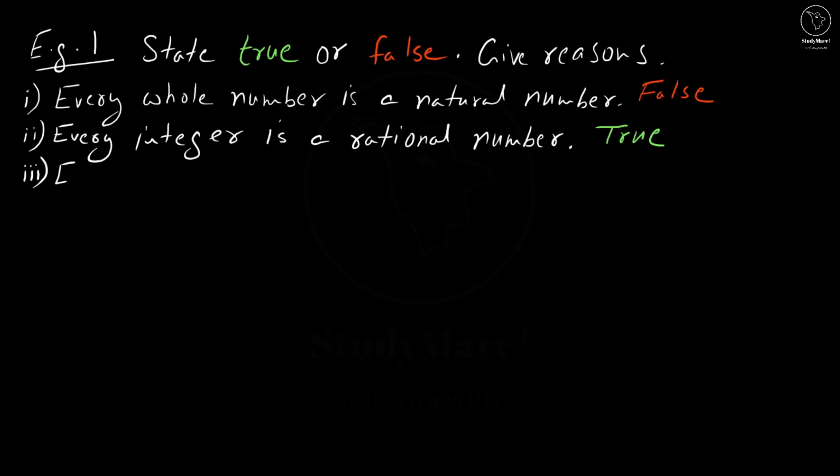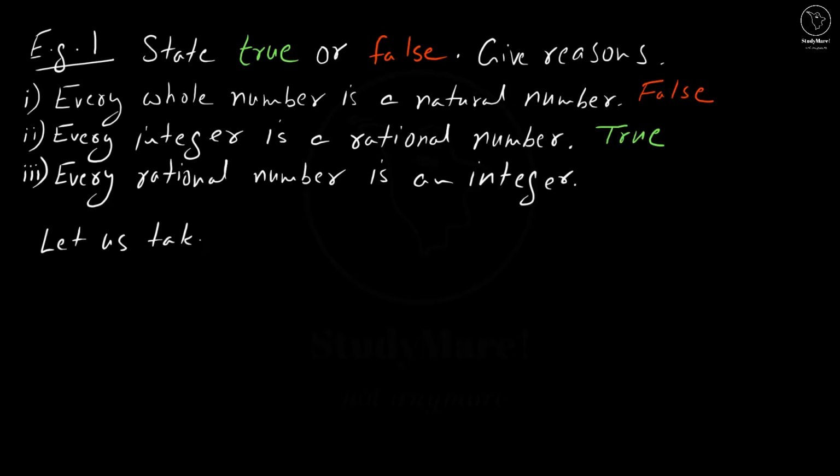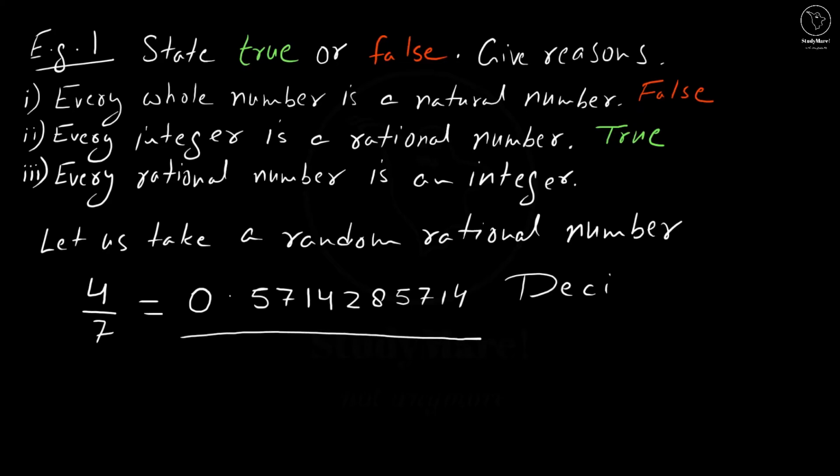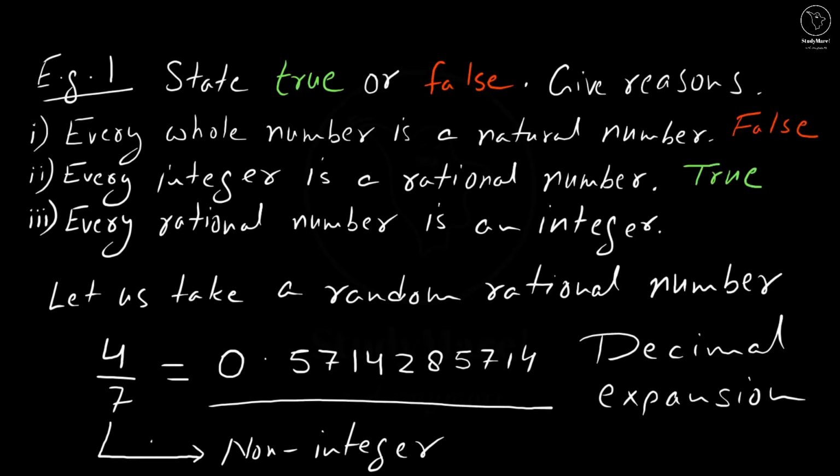Our third section of first example states that every rational number is an integer. Let us take a random rational number 4 by 7. Now, if we divide 4 by 7, we get the quotient as 0.5714285714. This is also known as the decimal expansion of the given rational number. Looking at the decimal expression of 4 by 7, we can easily conclude that it is a non-integer. Therefore, the given statement is false. Every rational number is not an integer.